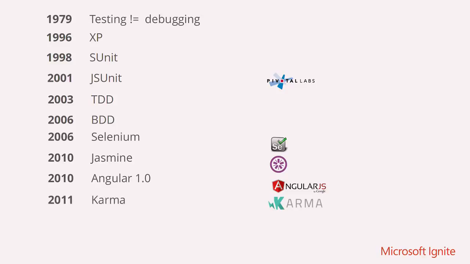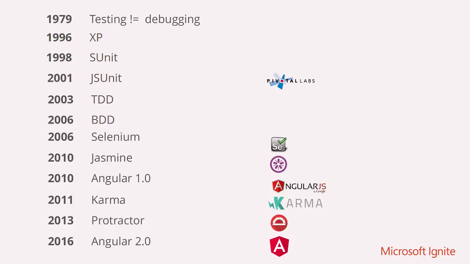In 2011, we got the Karma Test Runner from Google. Its original name was Testacular, which I think is actually much cooler. I wish they'd have kept it. And in 2013, we got Protractor. And Protractor uses Selenium under the covers and makes it easier to run our end-to-end tests. And in 2016, we got Angular 2.